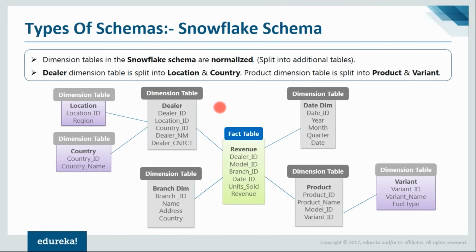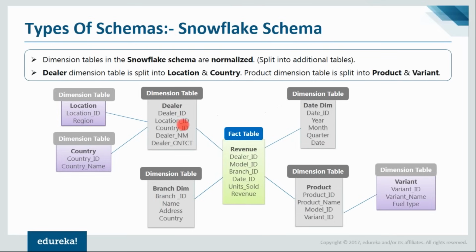So since your table is being normalized or split into additional tables, it's called the Snowflake schema, correct? The same thing is done here, right? So you have something called variant ID, which is again a foreign key, and that is referenced to the primary key, which is inside the variant table, correct? As you can see, so these 4 were the dimension tables that were present in the star schema.